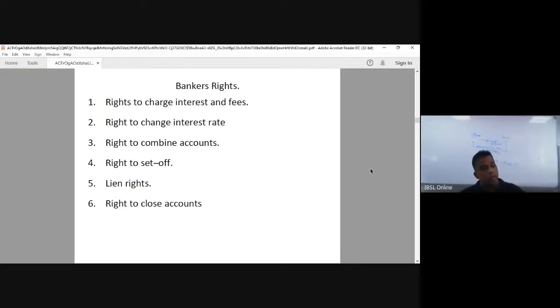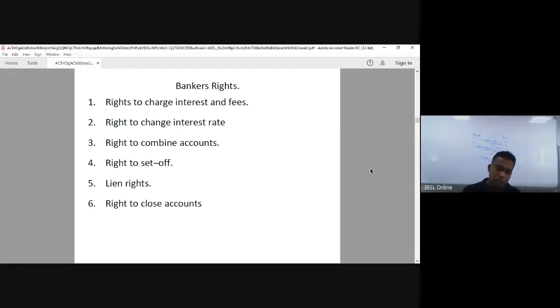Arrangement means, if it is a current account, the customer may have already issued checks to third parties. If the bank closes the account, what will happen? All those checks that he has issued can get returned. So he has to make an arrangement. That means he has to open a current account in another bank and replace those checks with checks from that account. For that, the customer needs time. So the bank has to give a reasonable time to the customer to arrange alternatives.